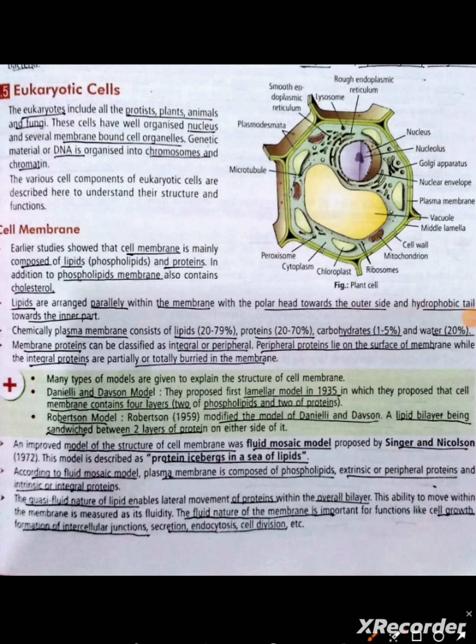Chemically, the plasma membrane consists of lipids 20 to 79%, proteins 20 to 70%, carbohydrates 1 to 5%, and water 20%. Membrane proteins can be classified as integral or peripheral. Peripheral proteins lie on the surface of the membrane, while integral proteins are partially or totally buried in the membrane. This is the important part.